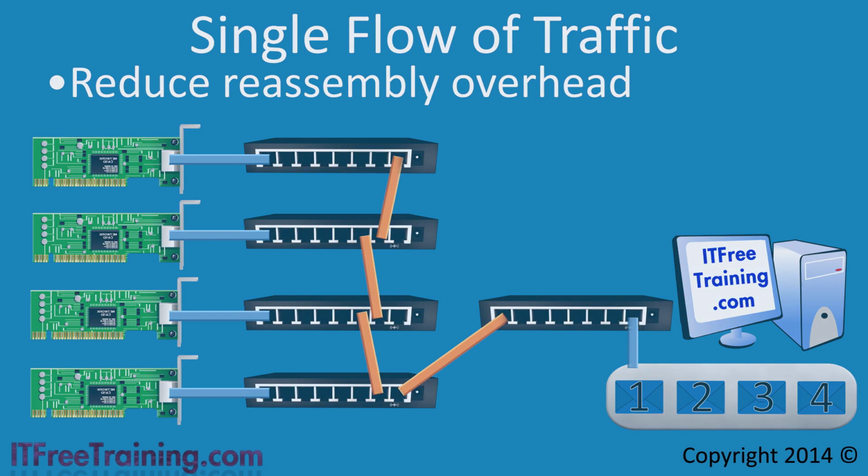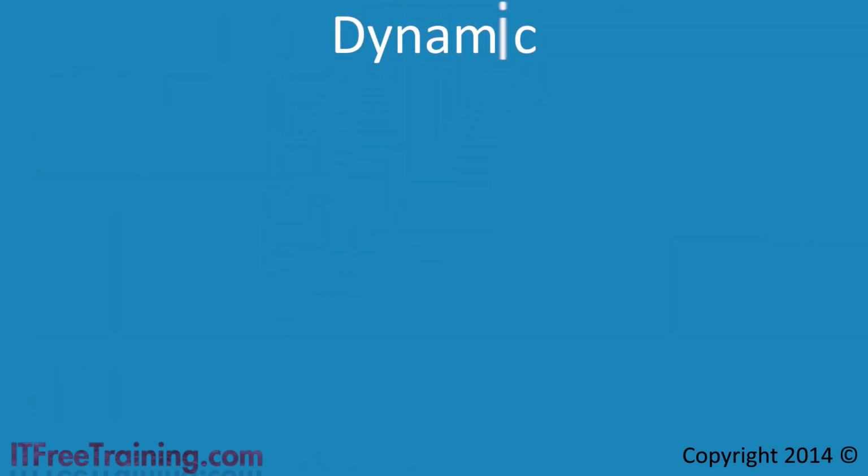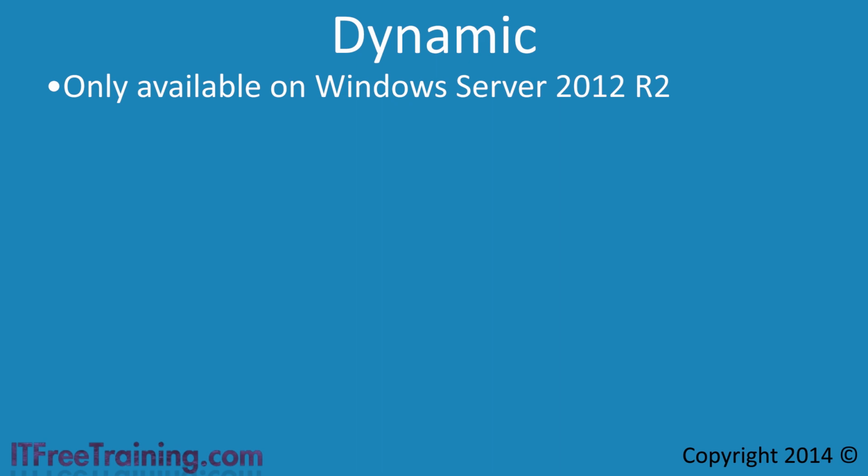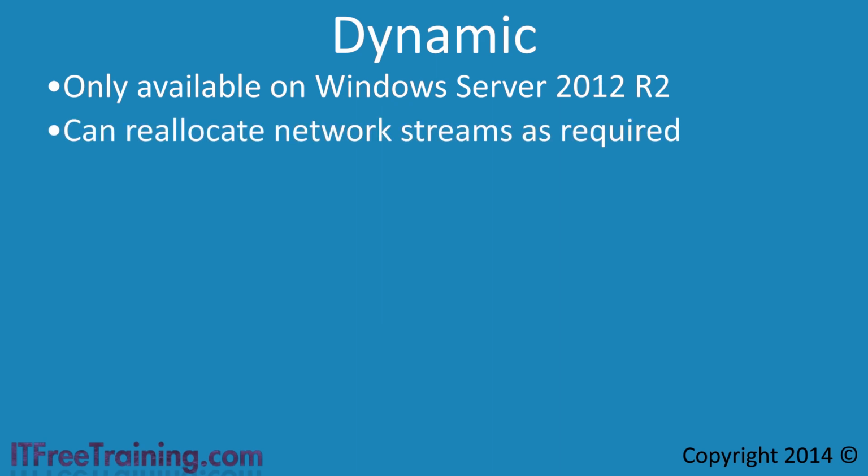The last load balancing algorithm, dynamic, attempts to address some of these issues by combining the best features of address hash and Hyper-V switch port. This algorithm is only available on Windows Server 2012 R2. The difference between this algorithm and the others is that it can dynamically change which network card a network stream is using.